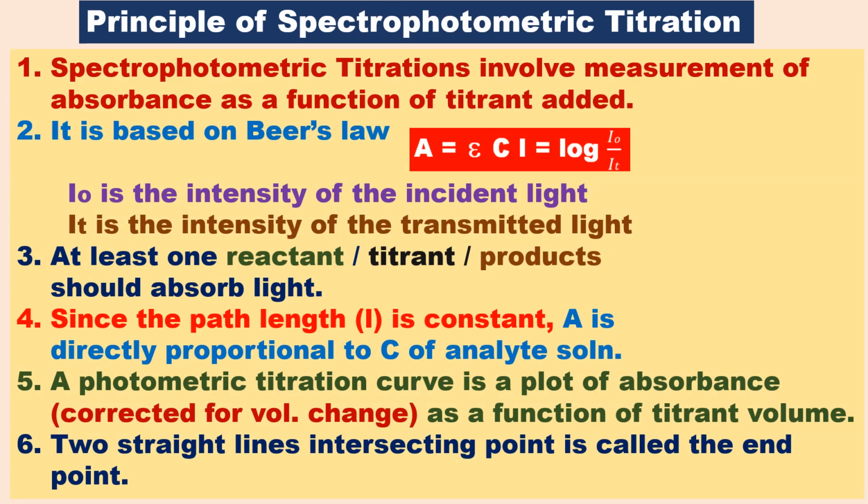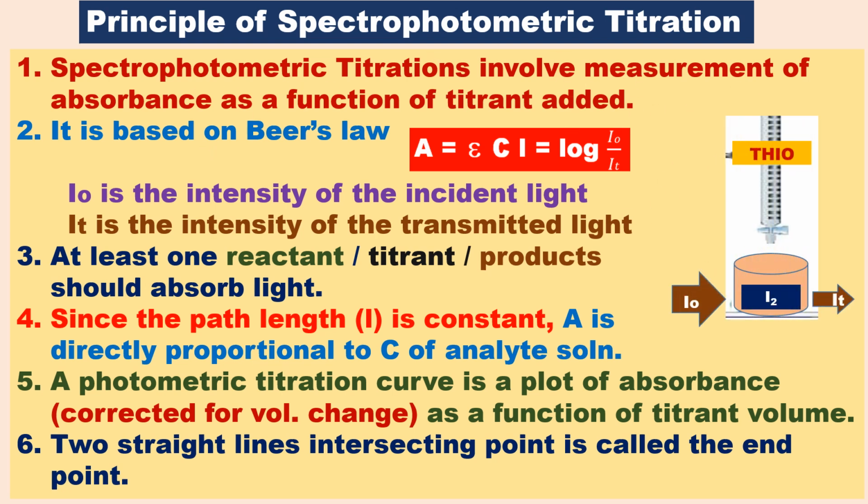What is the principle of spectrophotometric titration? It involves measurement of absorbance as a function of titrant added. In this titration, the absorbance of the analyte solution is measured with the addition of titrant. It is based on Beer's law.